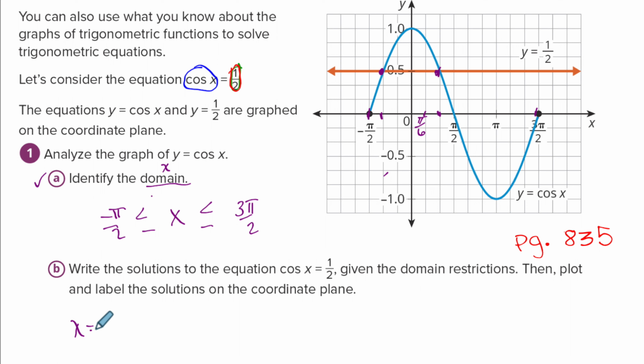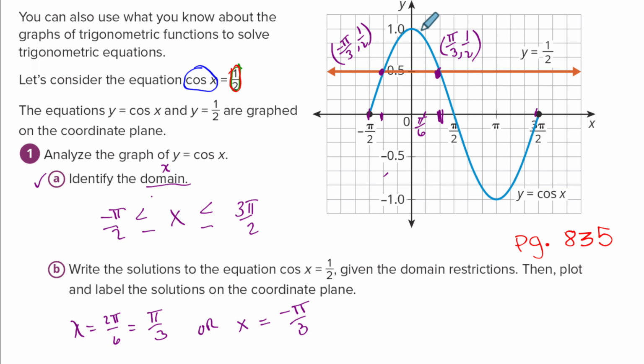So x would equal 2 pi over 6. But we know that as pi over 3, right? That reduces to pi over 3. That's this value right here, pi over 3. And then x equals, that's the same distance on the left. So x can equal negative pi over 3 on the left over there. And they want us to write it as a solution here. All right, we can do that. It's just xy coordinates, right?